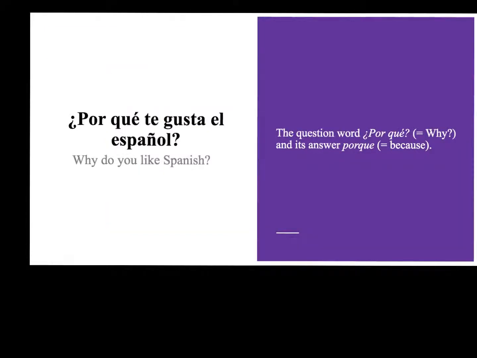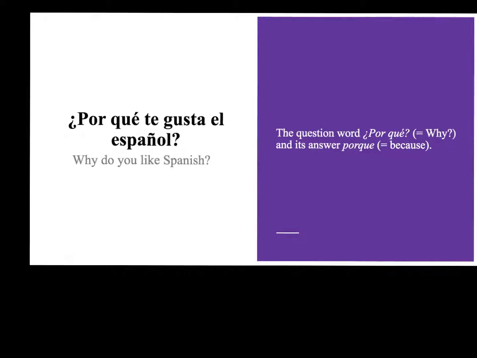Now we're going to learn how to ask a more complicated question than simply just ¿te gusta el español? We're going to ask not just do you like Spanish, but why do you like Spanish? And for that we're going to use the question word ¿por qué? Why?